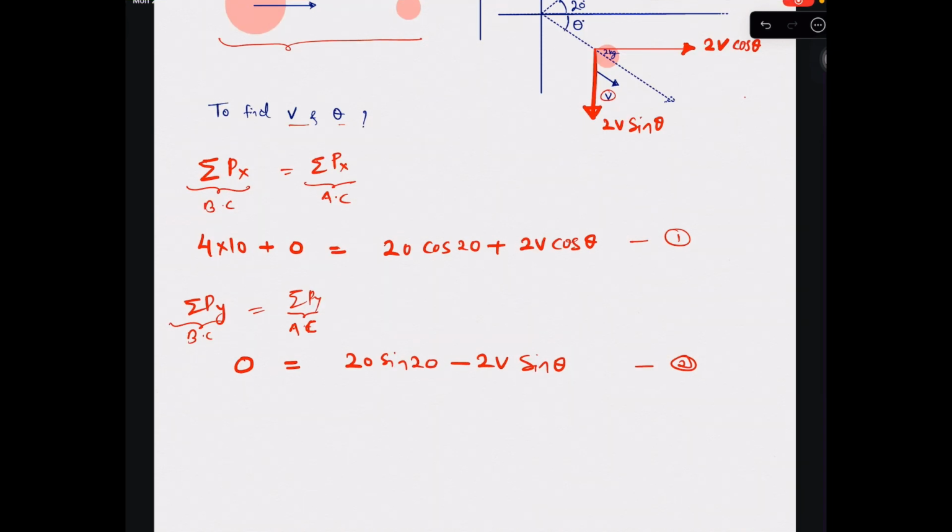So I'll be able to solve this. I'll be able to write down the value of v, and I'll be able to get the value of theta as well. Since this is a two-dimensional problem, you can see the two simultaneous equations. Using these two, you can solve for the value of v and then theta.